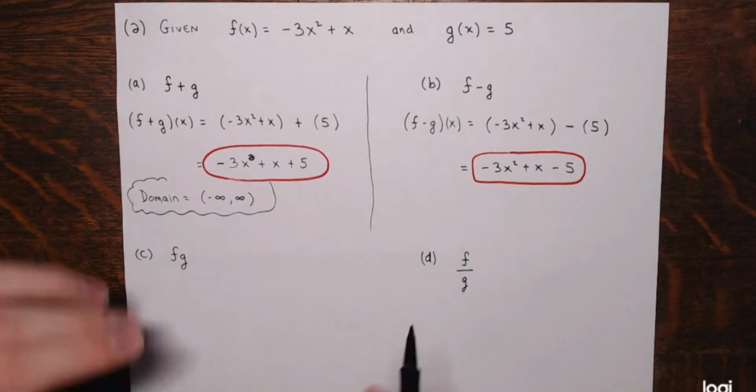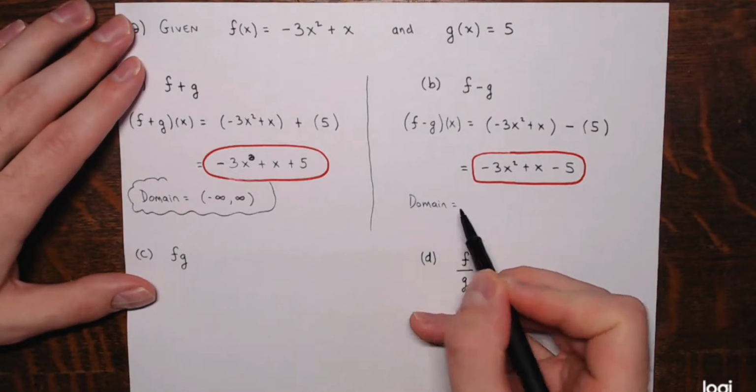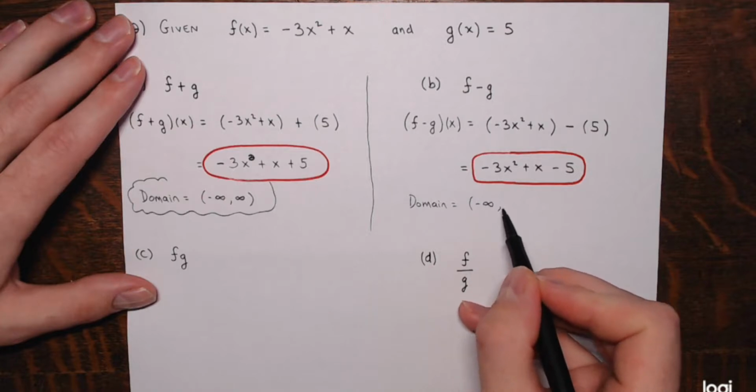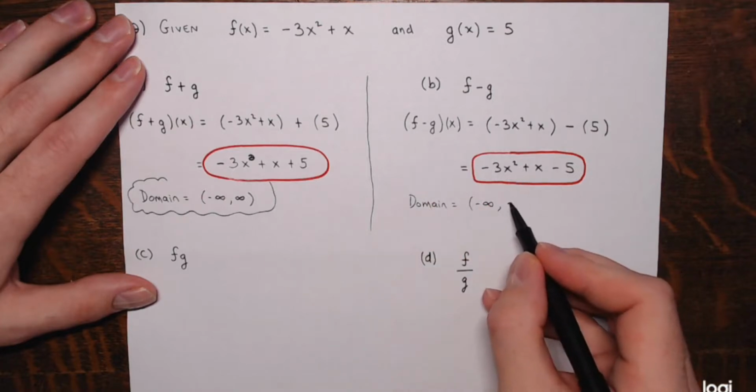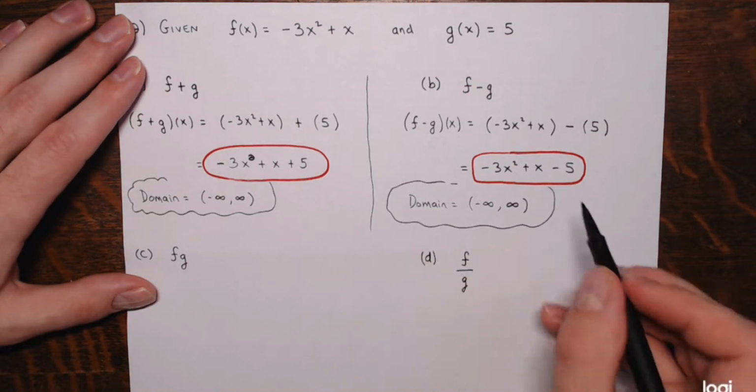And then once again, the domain is all real numbers, right? You can plug in anything you want for x and get an output for this new function called f minus g, right? So everything from negative infinity to infinity.